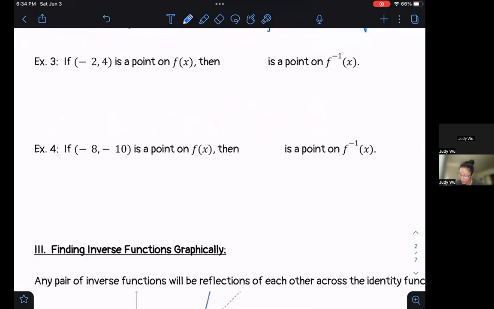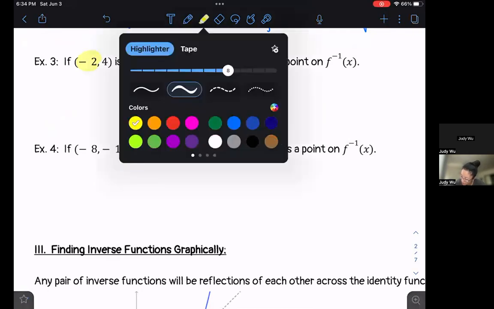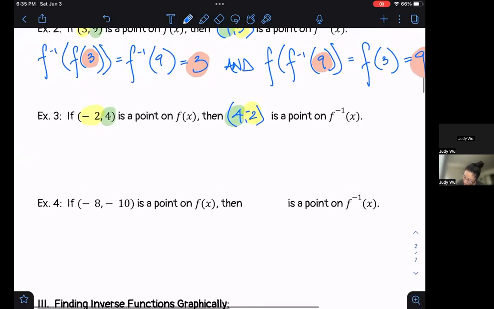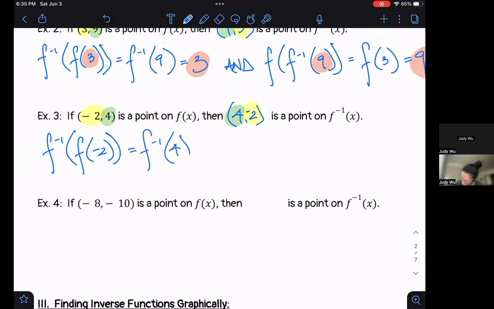All right, example 3. If negative 2, 4 is a point on f of x, then 4 comma negative 2 is a point on the inverse. Negative 2 is the x value in the original and the y value in the inverse, and 4 is the y value in the original and the x value in the inverse. Let's compose them and see. The inverse of f of negative 2 is the inverse of 4, which is negative 2. Whatever we put in is what we got out.